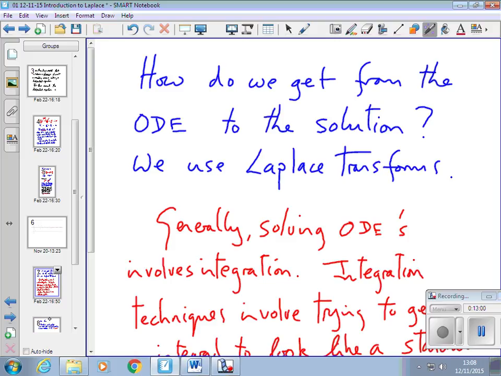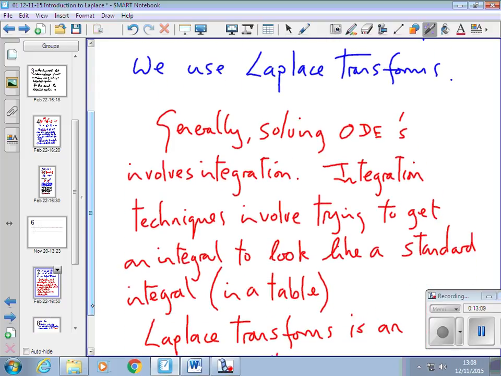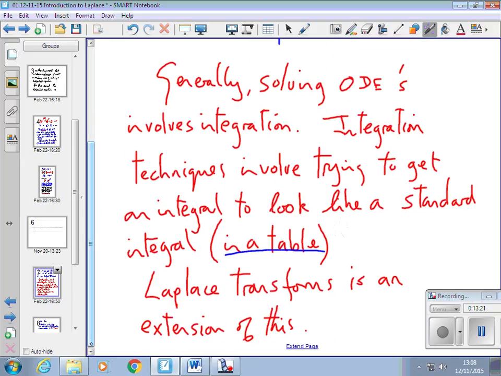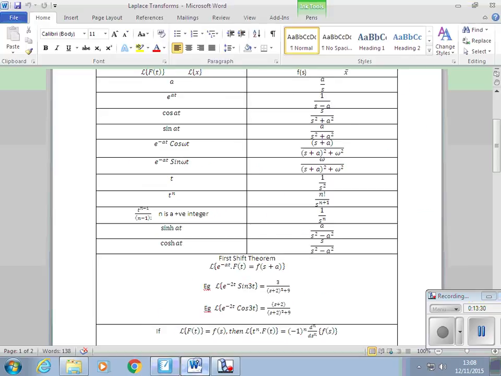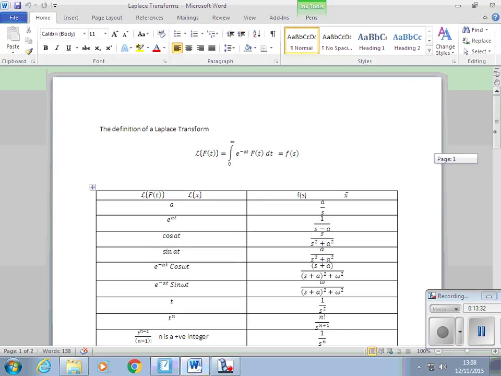How do we get from the ordinary differential equation to the solution? We use these things called Laplace transforms. Generally, solving ordinary differential equations involves integration. Integration techniques involve trying to get an integral to look like a standard integral in a table. We've talked about that. We've got tables of standard integrals. Laplace transforms is an extension of this. We use a table of transforms to try and get from one state to another. And that's this table that I've given you here.